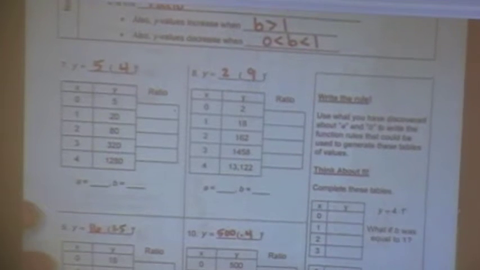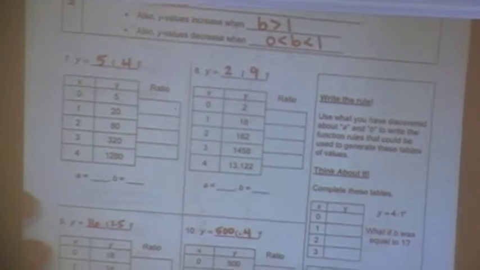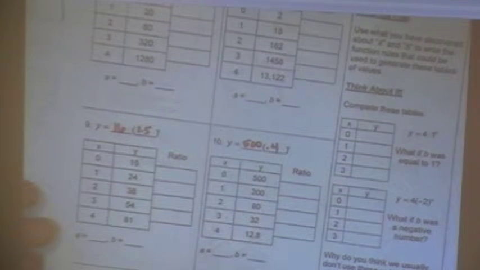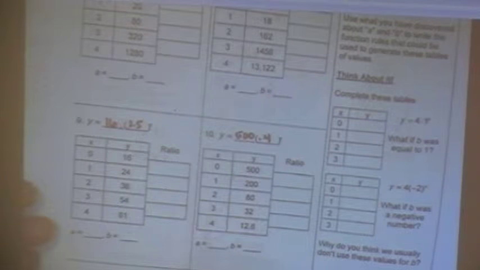I got my initial value is 5 and my ratio is 4. That one was easy. On number 8, your initial value is 2 and your ratio is 9. 9 and 10 weren't quite as easy because you couldn't just look at it and tell, so I actually had to divide. So on number 9, I got my initial value is 16, that you get straight from the table, and my ratio, I divided 24 by 16 and got 1.5. And then on 10, my initial value is 500, got that right off the table, and I divided 200 by 500, got 0.4. Is everybody okay? Any questions? This is easy, right?